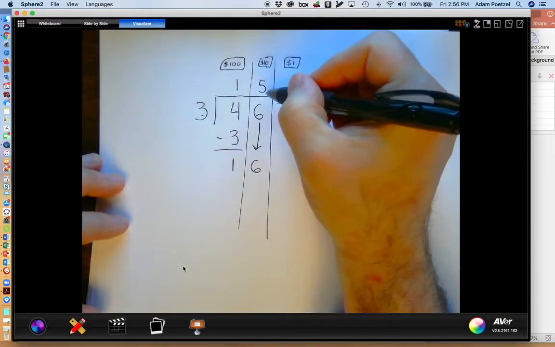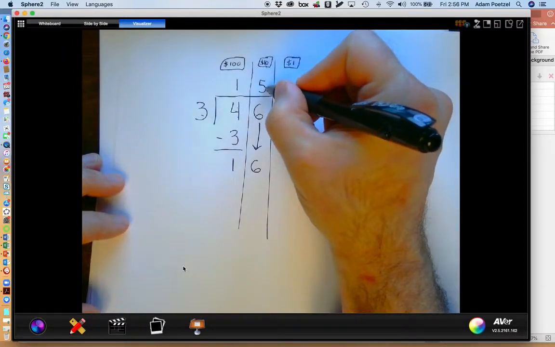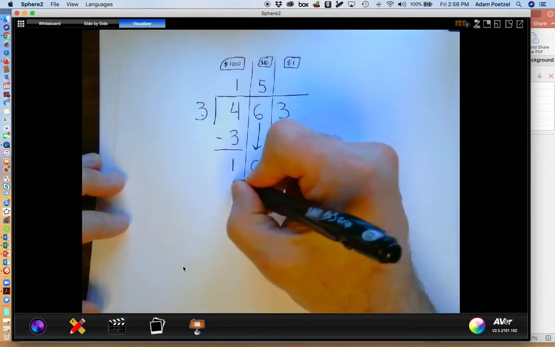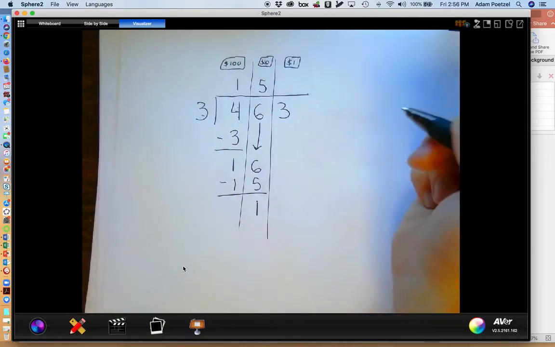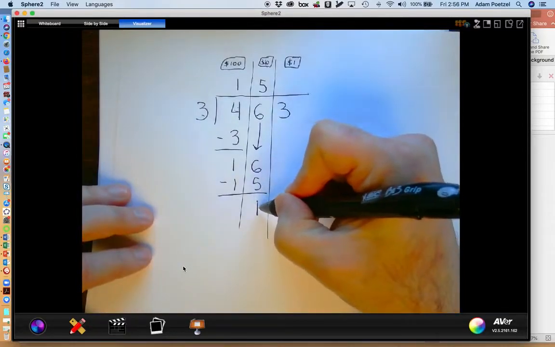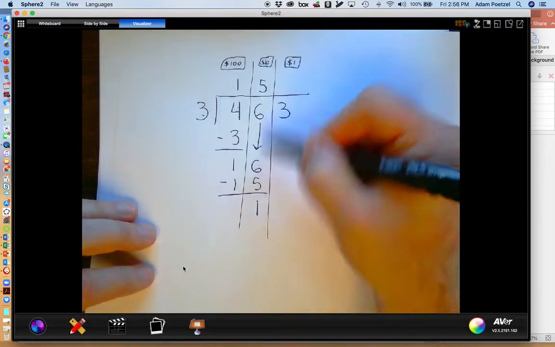So that's why it's an algorithm. We all do the exact same. So if they each get 5 $10 bills, how many did I give away? Oh, I gave away 15. Okay, then how many of the $10 bills are left? 1. Great. But if I have one $10 bill left, well, I can't tear it up. I need to trade it in for ones.